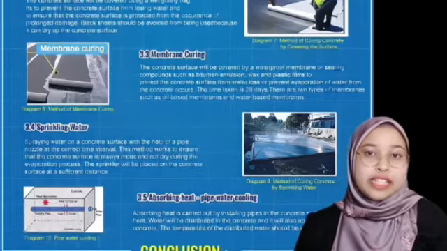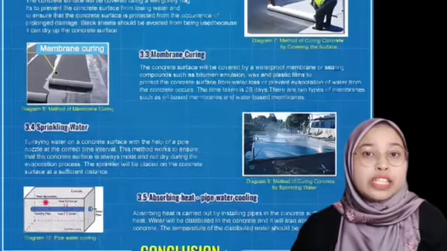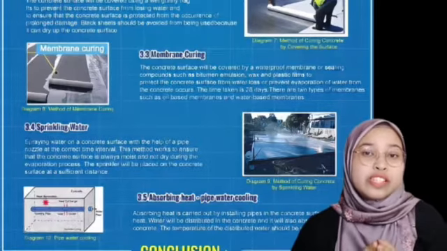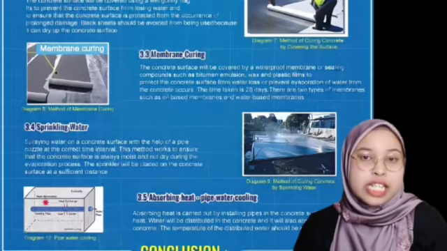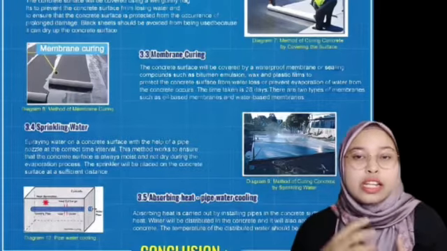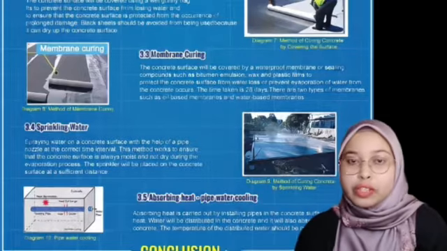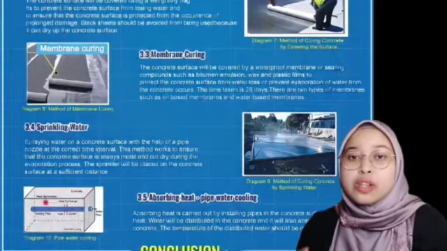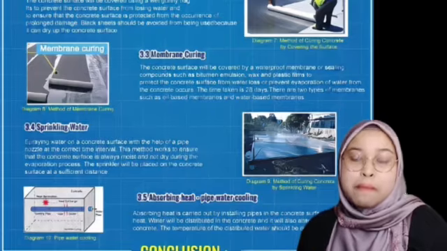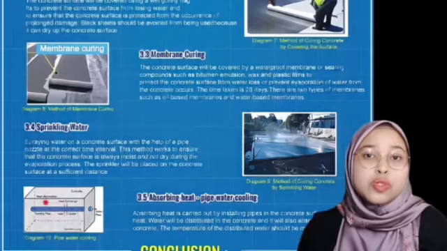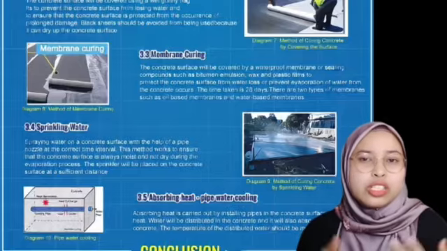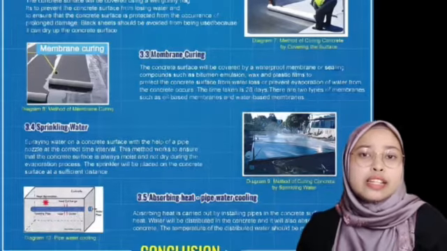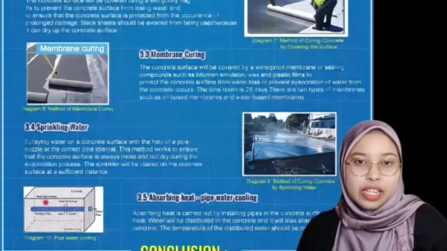In this method, the sprinkler will be placed on the concrete surface at a sufficient distance to ensure the surface remains moist. The sprinkling method is an easy method to use in concrete curing as it does not require much energy. But this method is also said to be less effective because it is difficult to ensure that water sprays hit the entire concrete surface evenly.